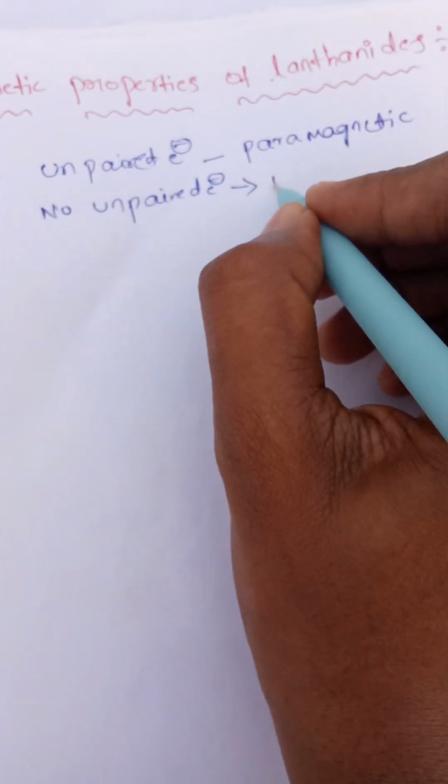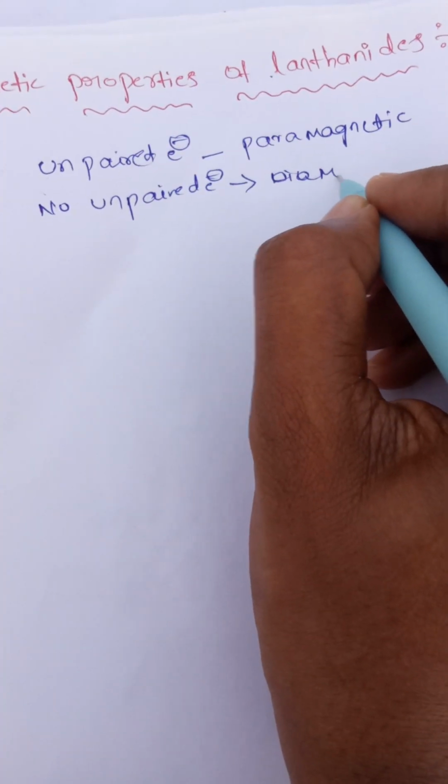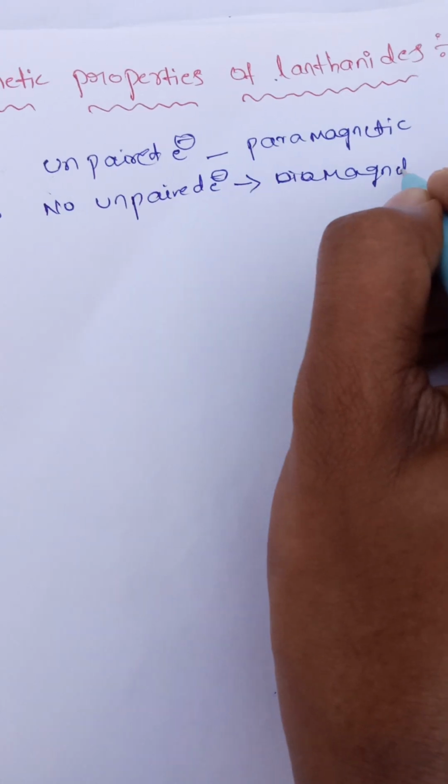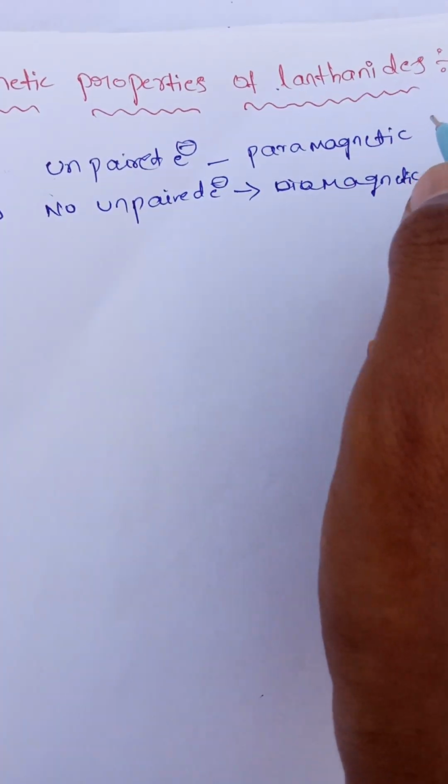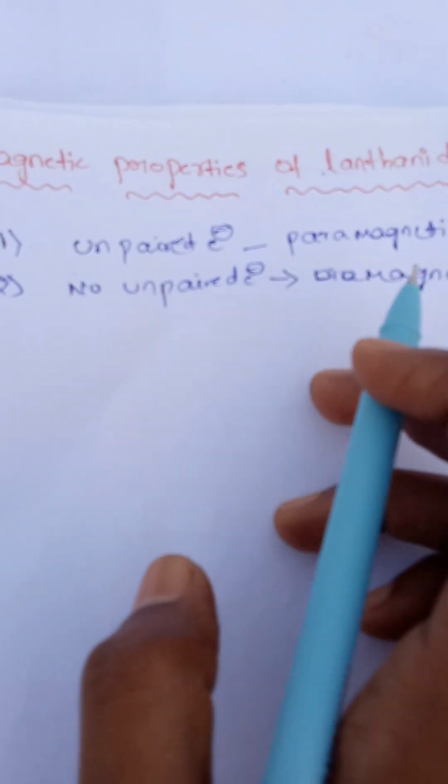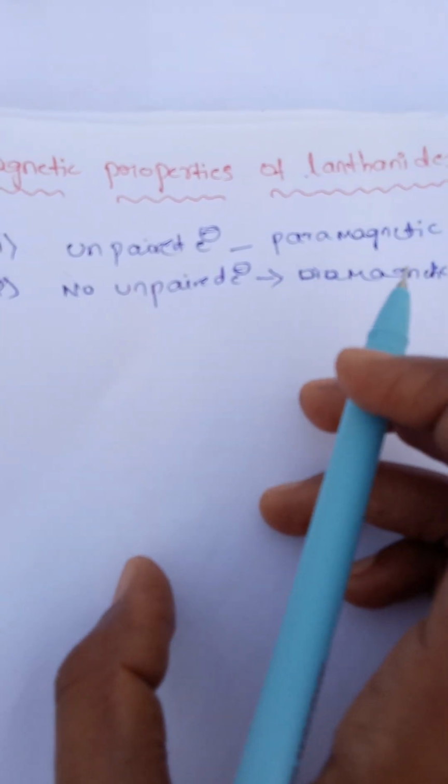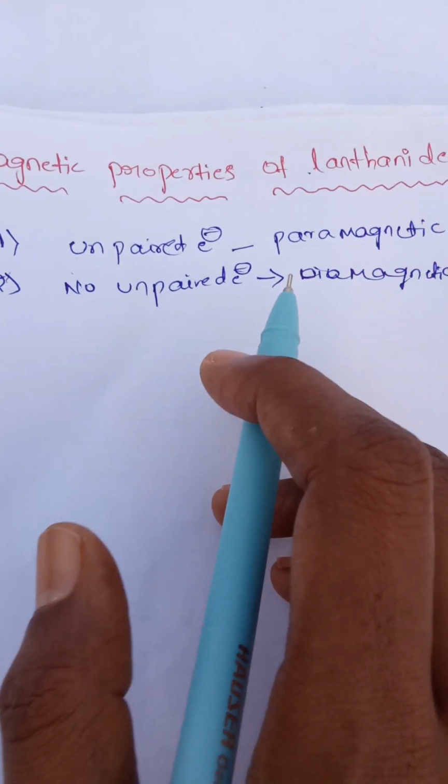First point is, all the lanthanide Ln3+ ions are paramagnetic. So paramagnetic means unpaired electrons. What is paramagnetic? Unpaired electrons.